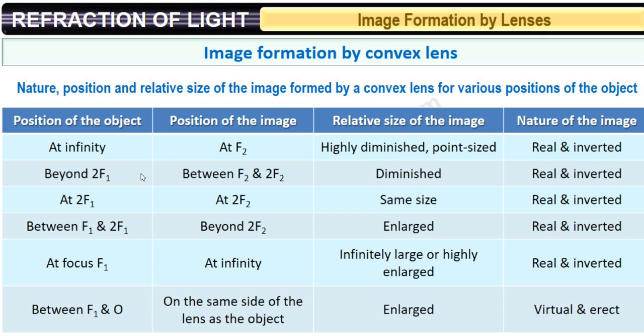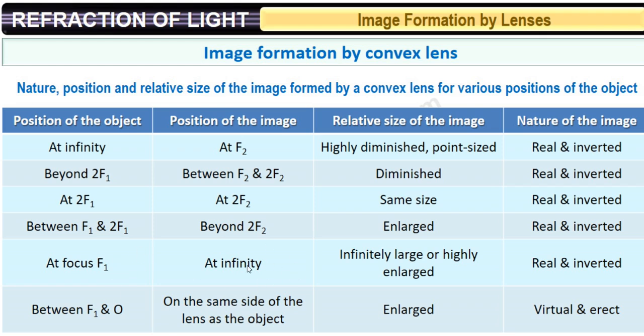Beyond 2F1, if you keep the object beyond 2F1, the image is formed between F2 and 2F2 and it is diminished, real and inverted. If the object is kept at 2F1, the position of the image is 2F2, same size, real and inverted. Between F1 and 2F1, the image is beyond 2F2, enlarged, real and inverted.